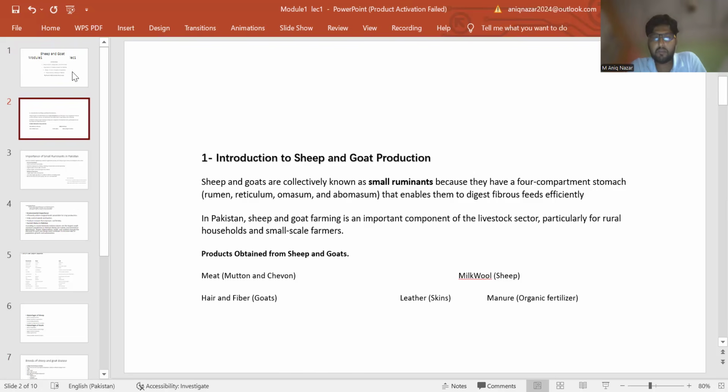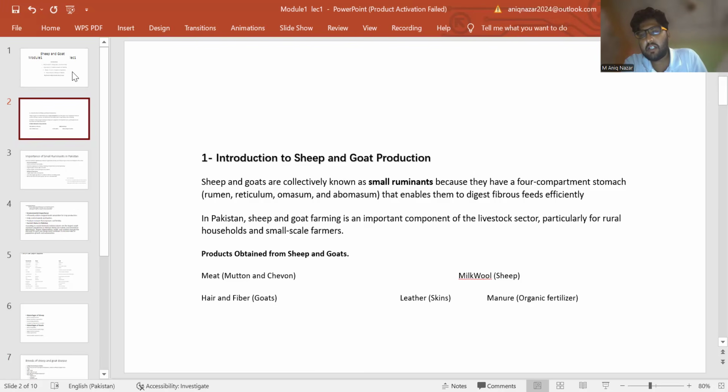So, introduction to sheep and goat production. Sheep and goat are small ruminants. Ruminants are animals that have a stomach with four compartments: rumen, reticulum, omasum, and abomasum. This type of stomach helps the animal digest fibrous feed efficiently. In Pakistan, sheep and goat farming is carried out on a large scale, and it is the main source of livelihood in rural areas of Pakistan.